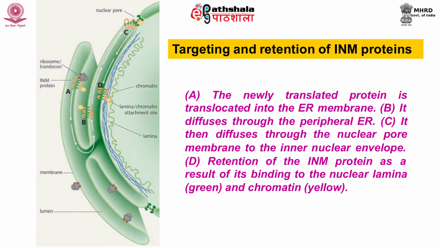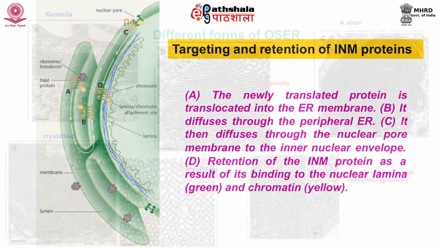Finally, when the proteins arrive in the inner membrane, they get associated with lamins and or chromatin, and so they are retained. The inner nuclear envelope membrane proteins that bind directly to lamins or chromatin are likely to be responsible for establishing and maintaining nuclear envelope structure.